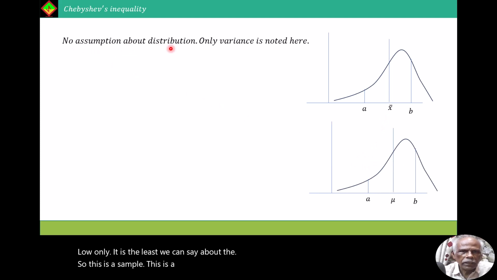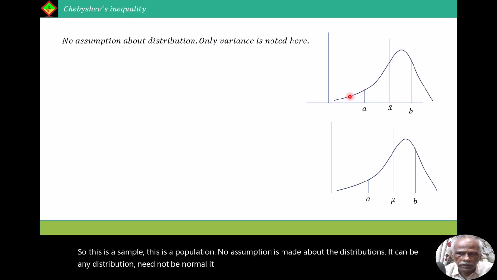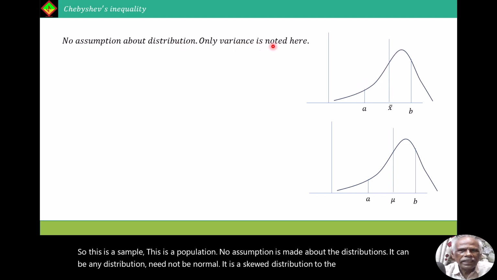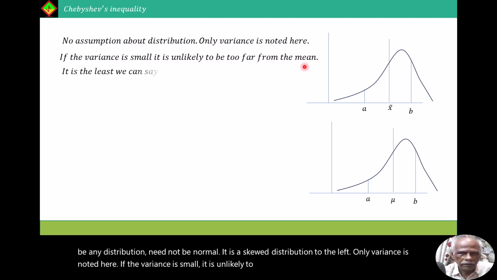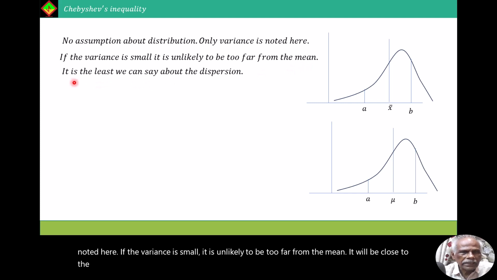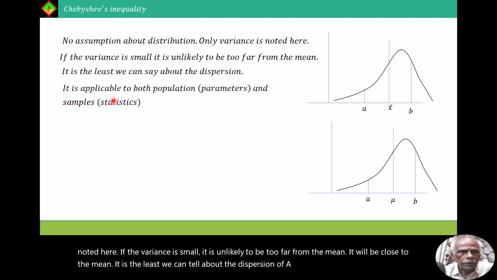No assumption is made about the distributions. It can be any distribution, need not be normal. It may be a distribution skewed to the left. Only variance is noted here. If the variance is small, it is unlikely to be too far from the mean. It will be close to the mean. It is the least we can tell about the dispersion of a distribution. It is applicable to both parametrics and statistics.